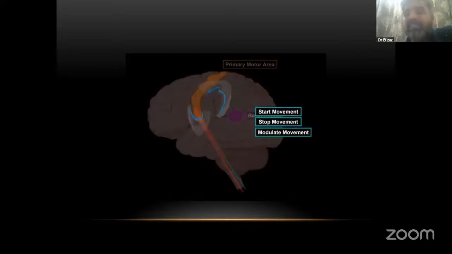So what we see in Parkinson's are these things. We cannot start the movement. We cannot stop the movement. We cannot modulate the movement. This is the basics of Parkinson's actually, and this is the basic function of the substantia nigra.